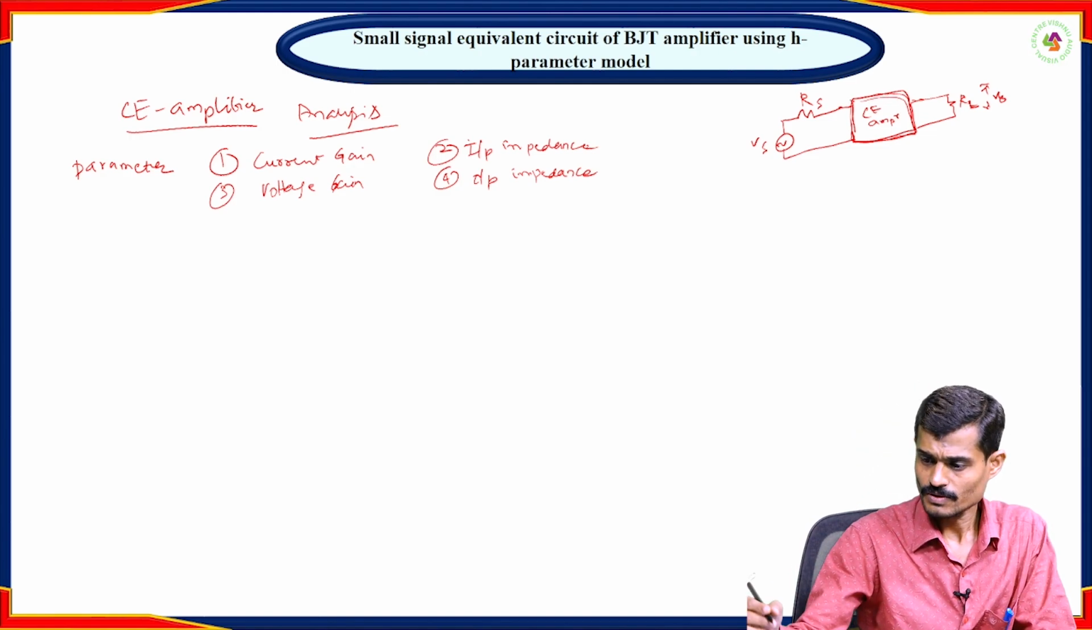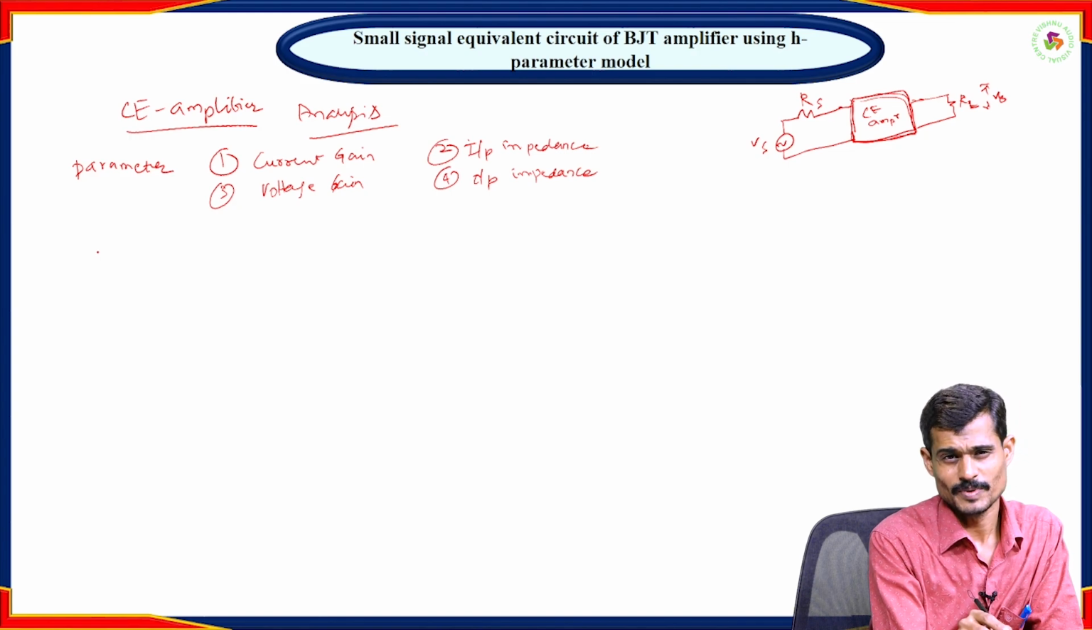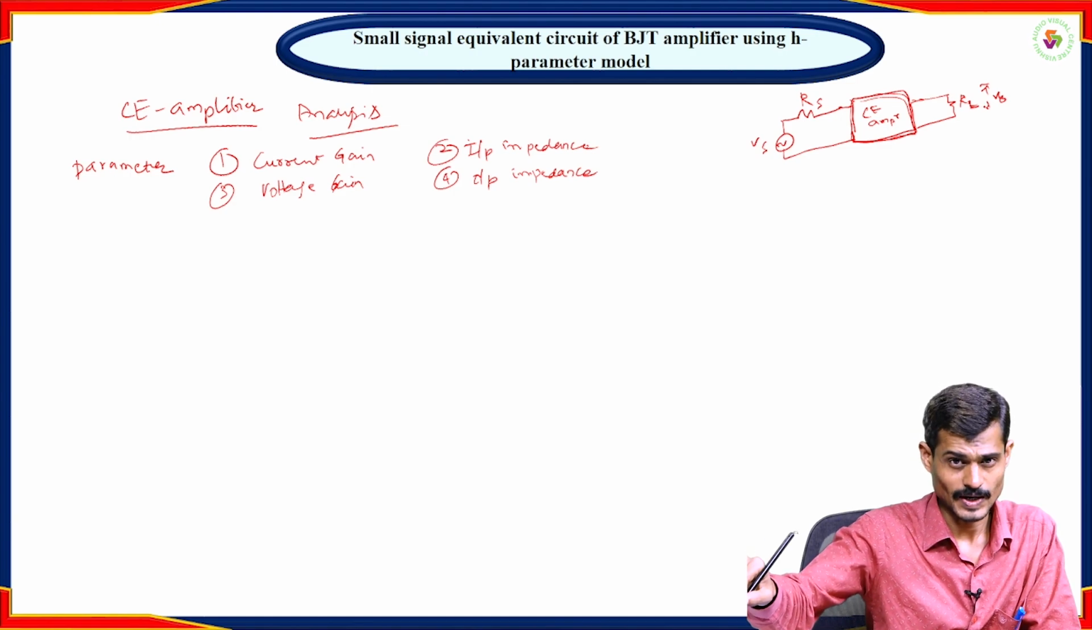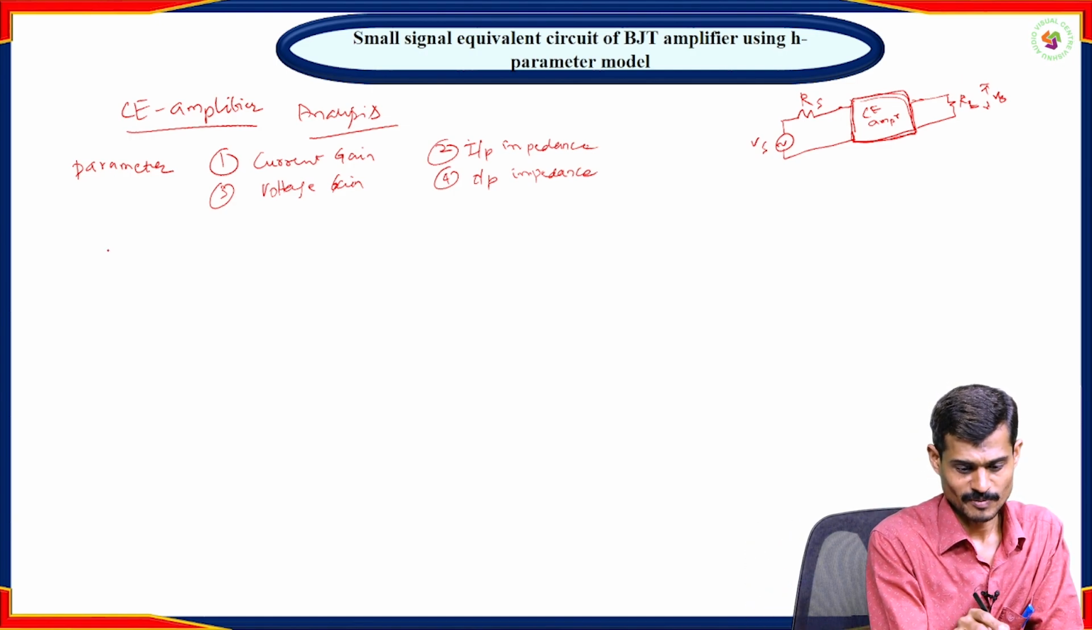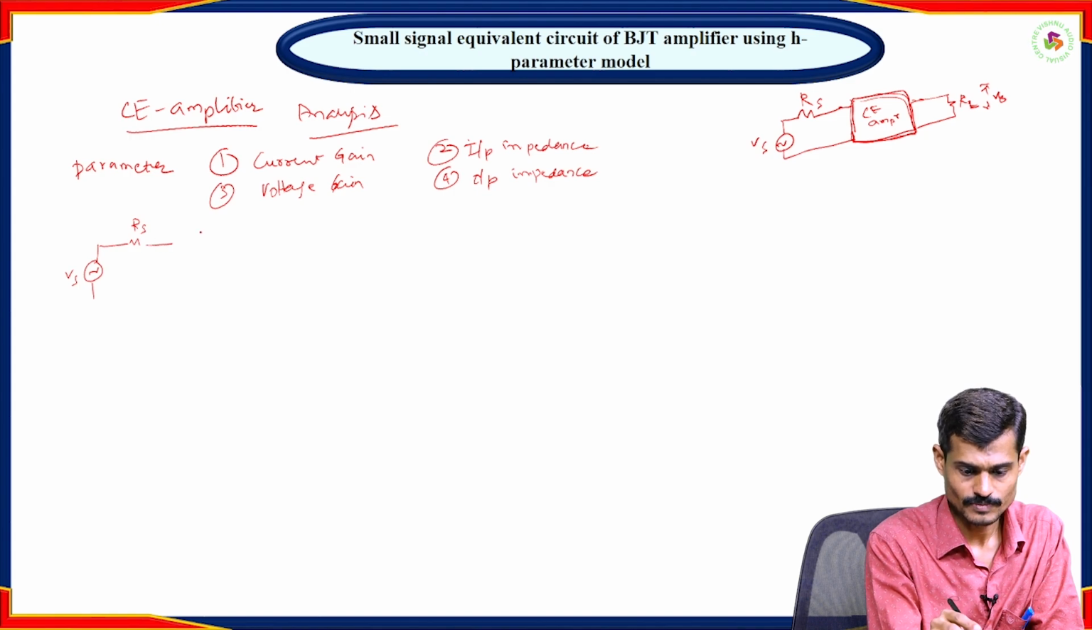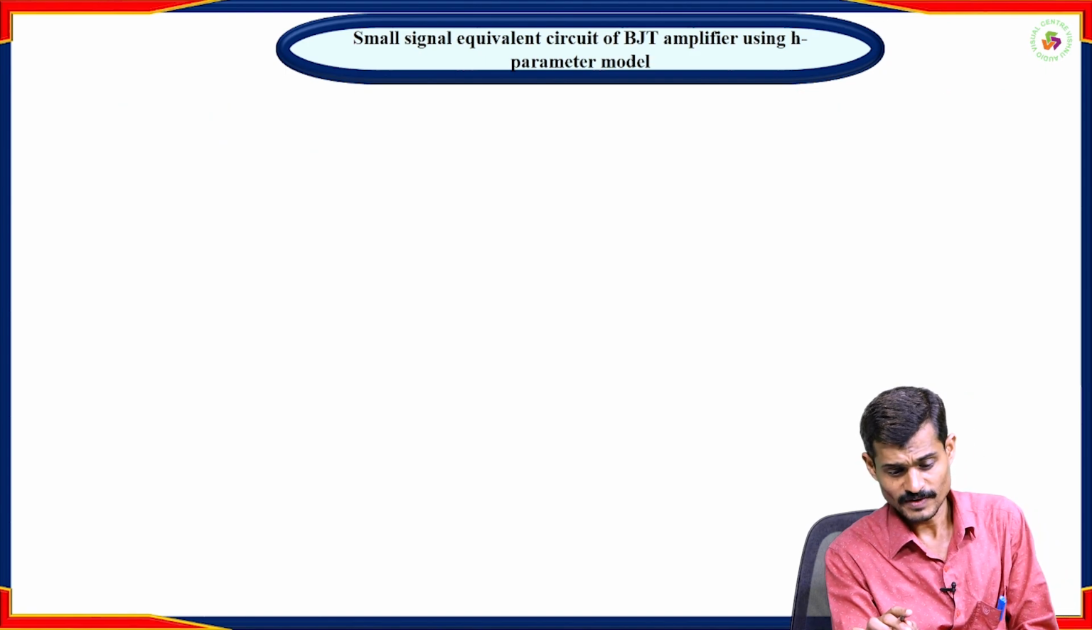So first I am going to draw the equivalent h-parameter model of the CE amplifier, by giving the input as VS and RS and taking the output across RL. So I am representing first VS, and this I have RS. Already you have seen it is represented by HIE. And this one will be, I think you have seen the previous one.